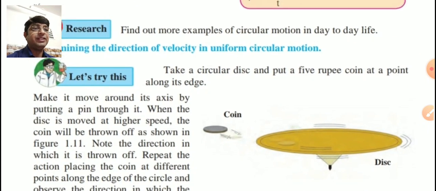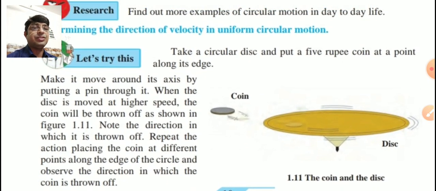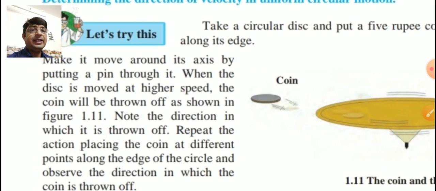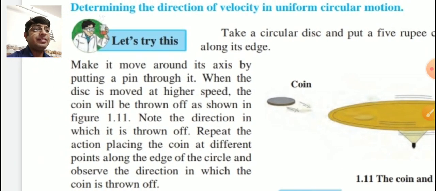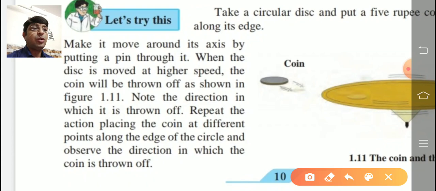One more activity is given for us. Take a circular disc and put a 5 rupee coin at a point along its edge. Make it move around its axis by putting a pin through it. When the disc is moved at higher speed, the coin will be thrown off as shown in the figure. This coin is thrown from this position. Note the direction in which it is thrown off.